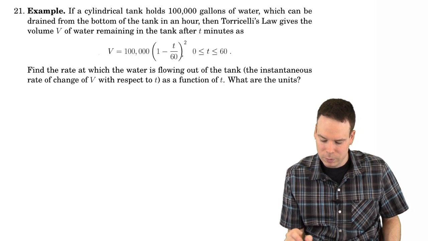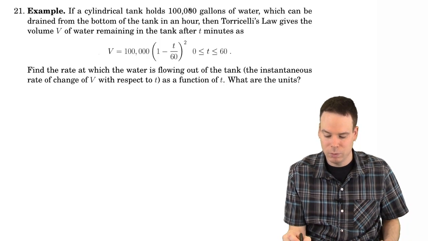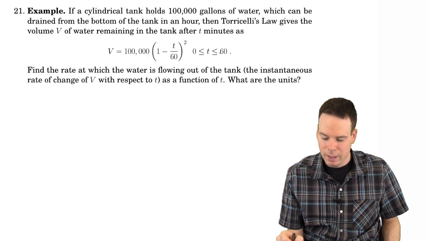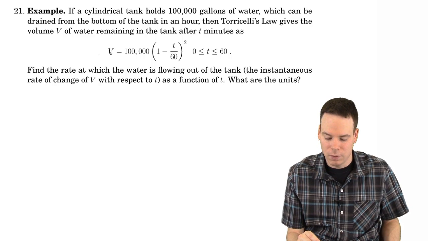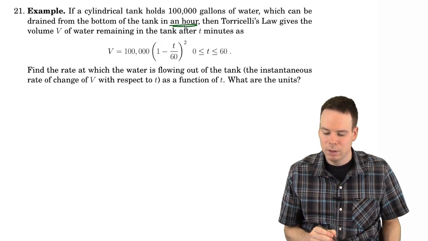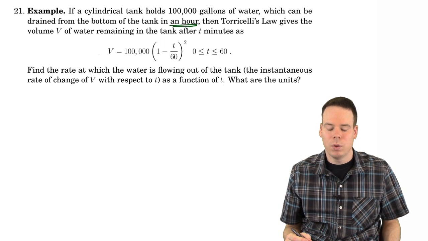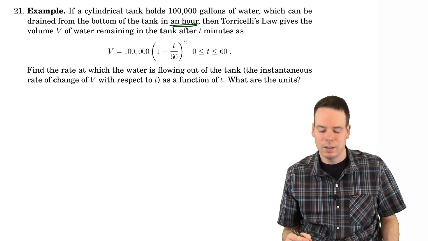If we look at the formula, we see, okay, when t is 0, when time is 0, the volume is 100,000 times 1. So it's 100,000. Great. That's what we expect to start with. When you plug 60 in, you get 1 minus 60 over 60. So 1 minus 1 is 0. So at time 60, the volume is 0. That's what it means by it drains in an hour. So this formula is capturing the way the water is draining. At any given time, we know the volume of the water left in the tank.